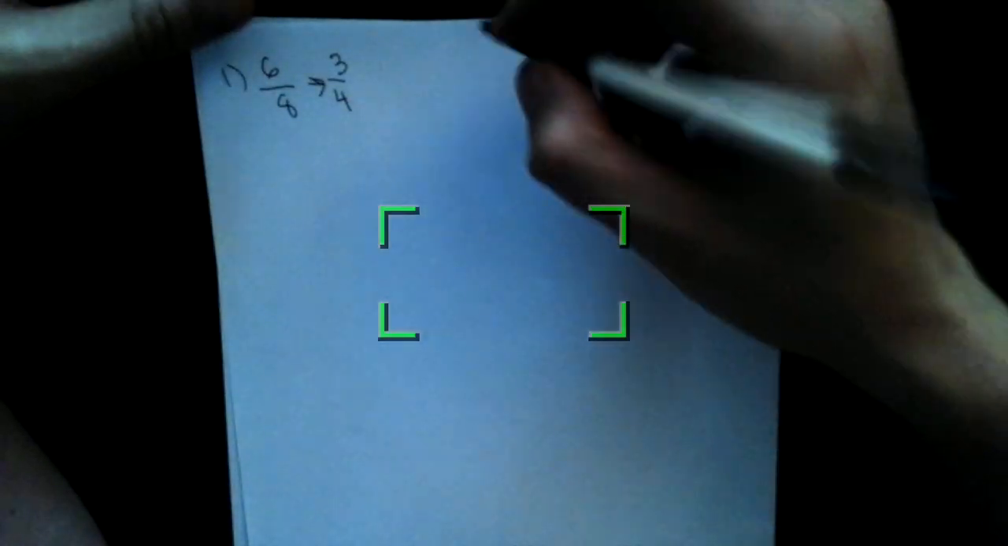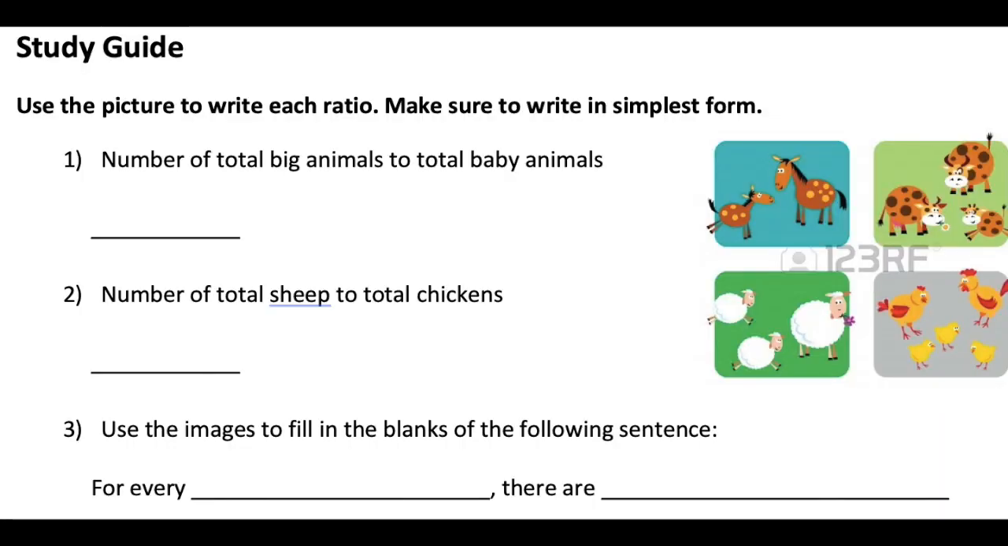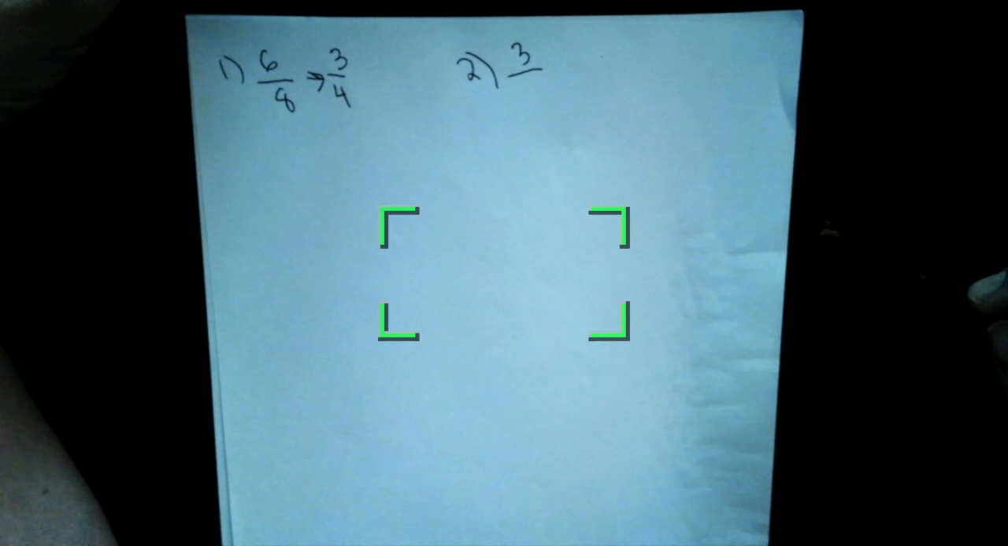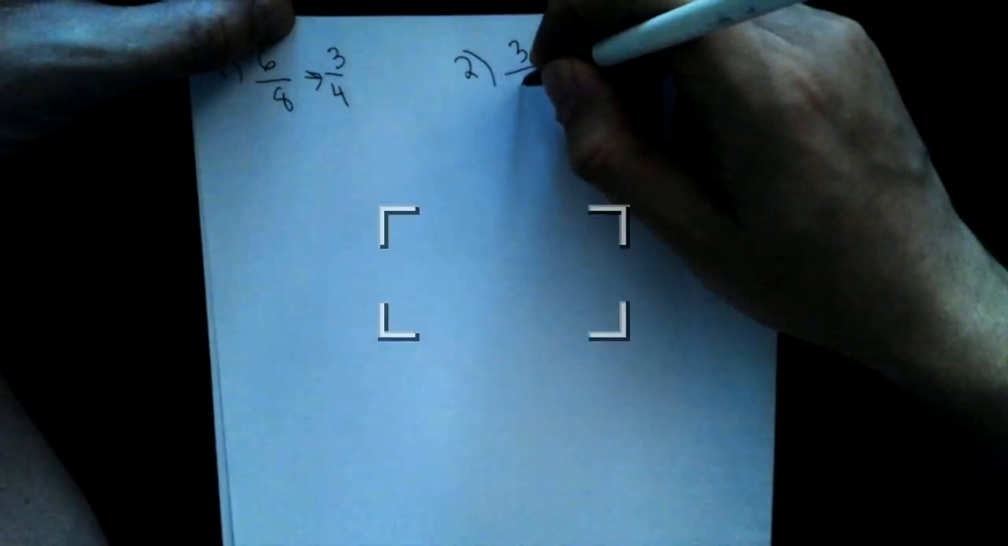Big animals to baby animals is 3 out of 4. Number 2. Number of total sheep to total chickens. Okay. So here we have 1, 2, 3 sheep. And we have 1, 2, 3, 4, 5 chickens. So we have 3 out of 5.